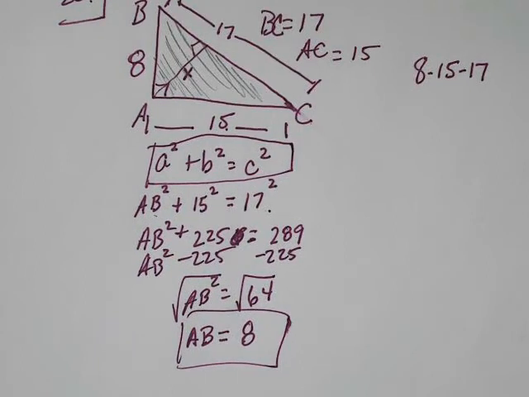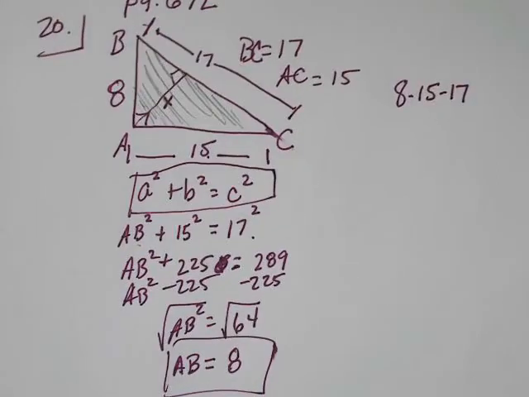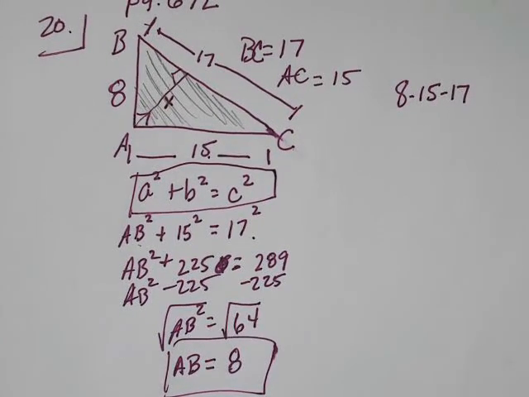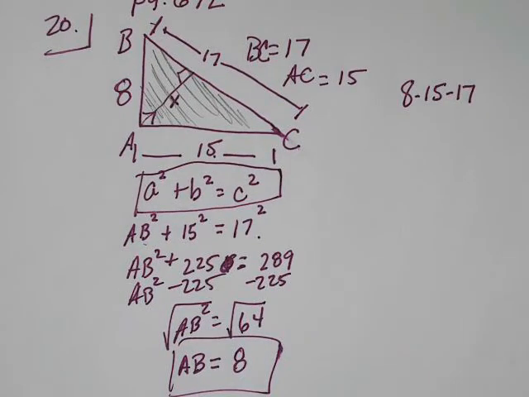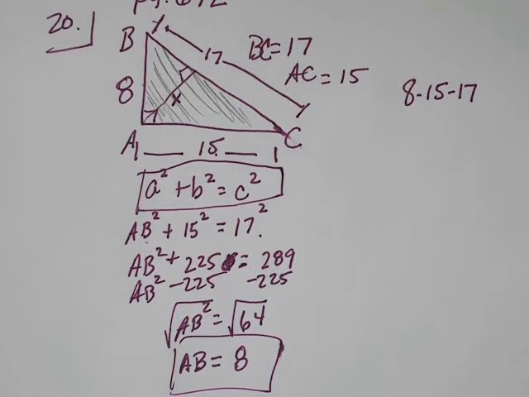What's that? Oh, never mind. It's asking for the altitude. Yeah, we're not there yet. I'm taking a little detour. Okay. Yeah, but I was thinking, sorry, I thought DC was 8, and I'm like, that's not right.